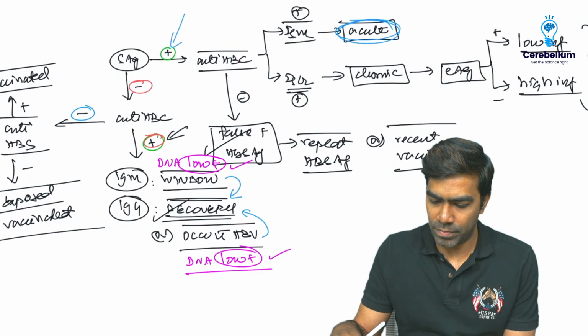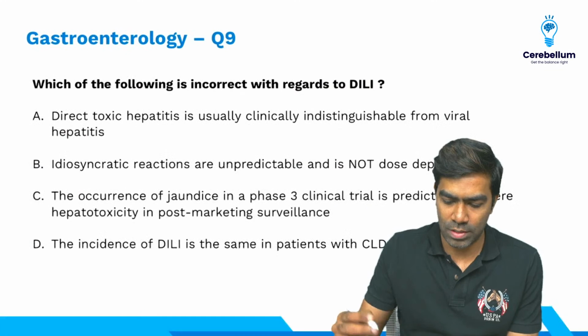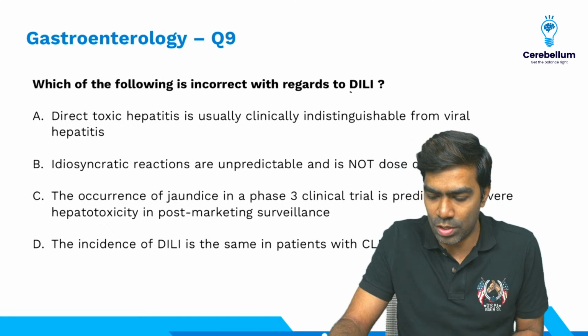Okay, now going to the next question. So hope you are clear. Which of the following is incorrect with regards to drug-induced liver injury? DILI stands for drug-induced liver injury.